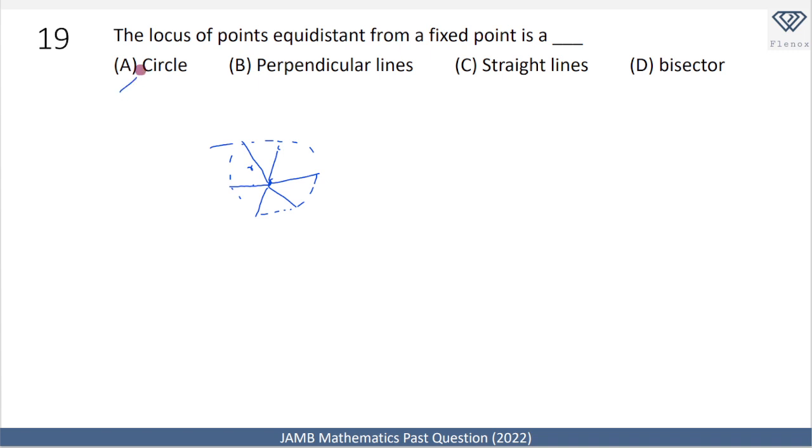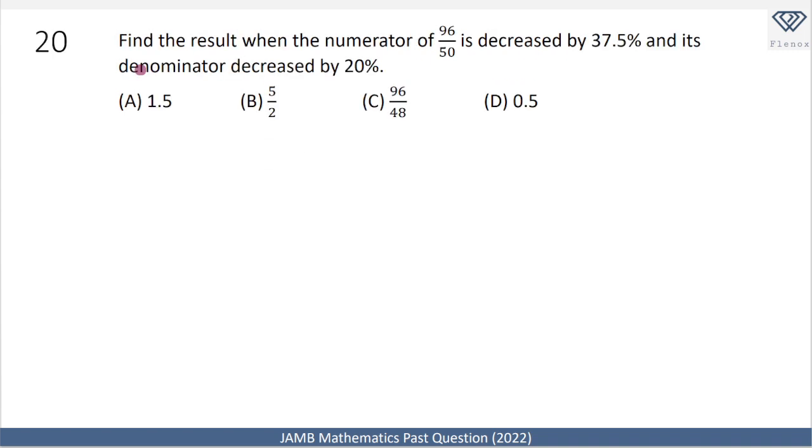So it's not just about memorizing that the locus of points equidistant from a fixed point is a circle, but really understanding what that means. It means you have the radius in the circle, which is always constant, and when you trace out the locus of points made by the radius, you get a circle by definition. So the answer to this is option A. And now let's move on to the last question in this part.